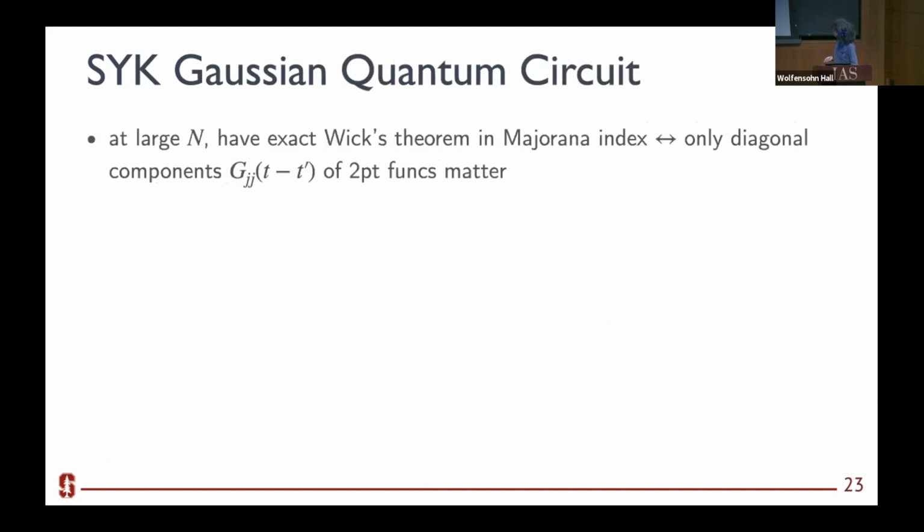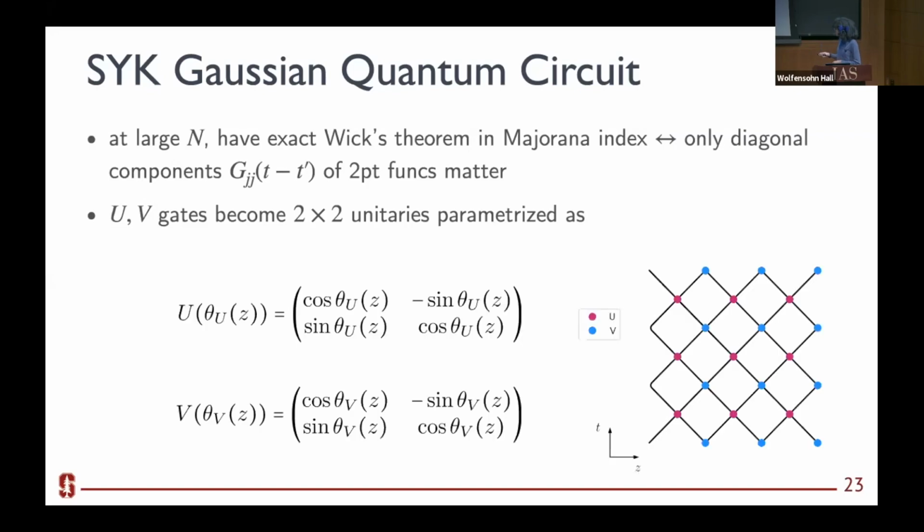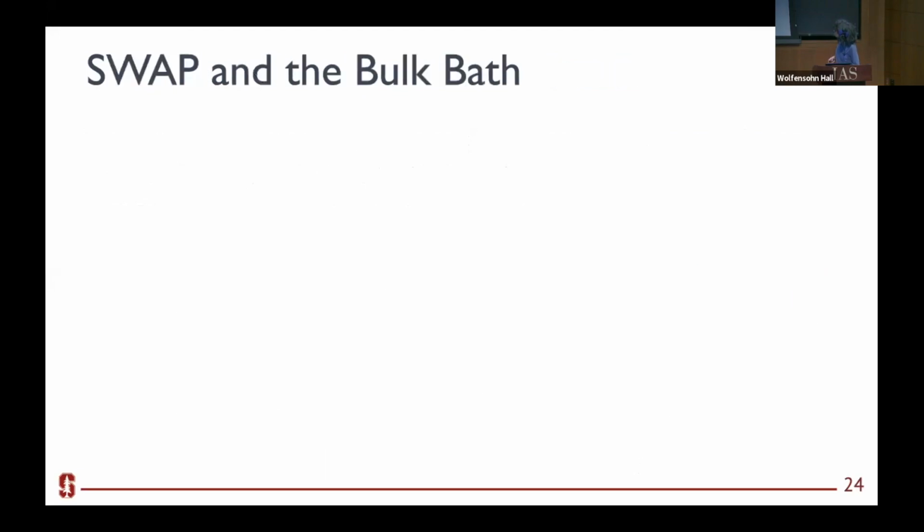So at large n, we actually have an exact form of Wick's theorem, which means only the diagonal components of the 2-point functions matter, which means that the U and V gates in our circuit simply become 2x2 matrices. So it suffices to parameterize them by one gate angle. And this is how we're going to denote them, with the 2 types of gates at the integer and half integer locations having gate angle theta U and theta V respectively.